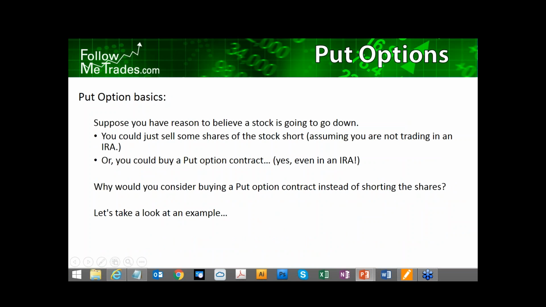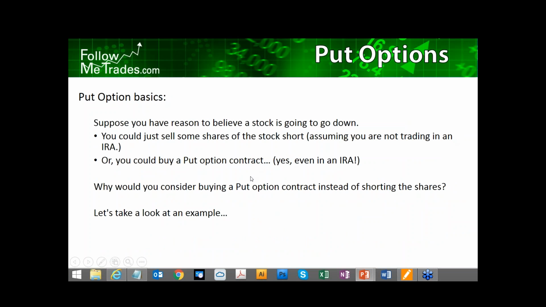So let's look at the other scenario, okay? Put option. And this is really just the reverse. So you have a reason to believe that a stock is going to go down. Again, you could sell short on shares of the stock, assuming that you're not trading in an IRA, because you cannot sell short in an IRA. I've got a whole presentation on that. Or you could buy a put option contract. Yes, you can buy put option contracts in an IRA. That's a really good thing.